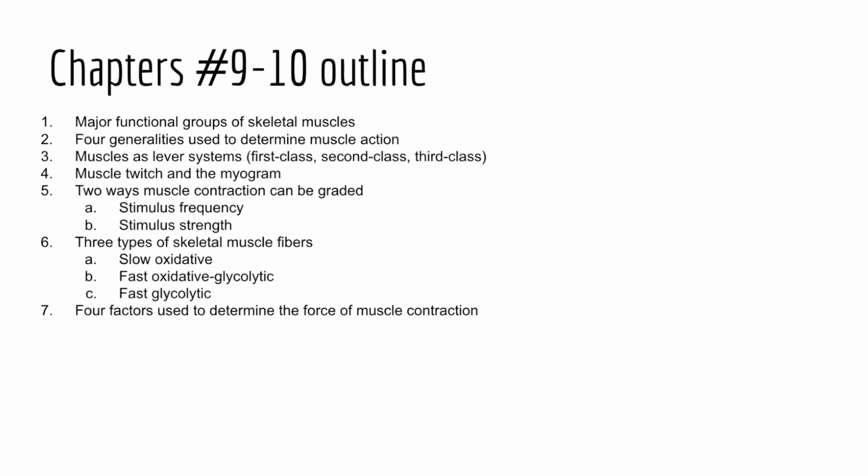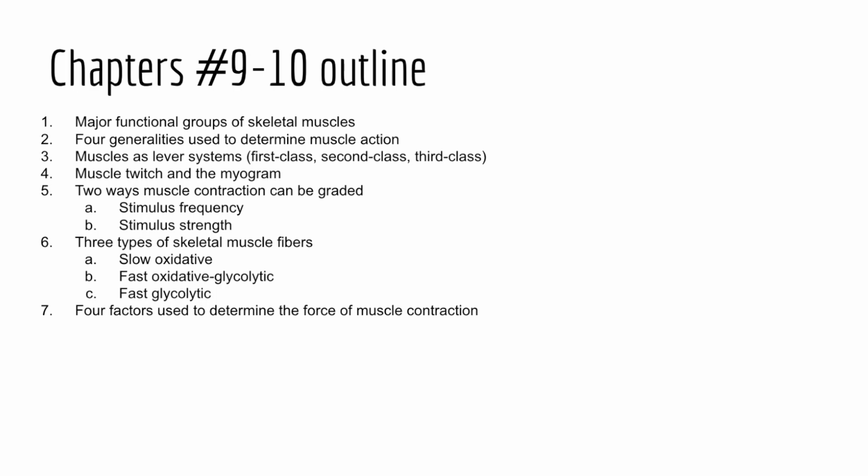First, we're going to look at the major functional groups of skeletal muscles. That is, we're going to look at the action of a given muscle, determine what the supporting muscles for that action might be, as well as consider what muscles or groups of muscles counter the action taking place. Further, I've pulled from the textbook 4 generalities used to determine muscle action. These are helpful hints or tips to guide you or help you determine whether something is a fixator or an extensor, an abductor or an adductor based on the muscle's relationship to a joint.